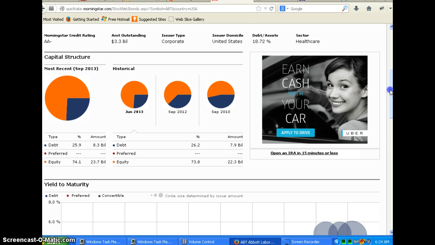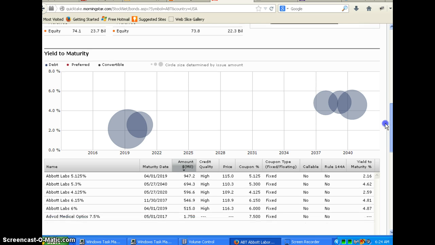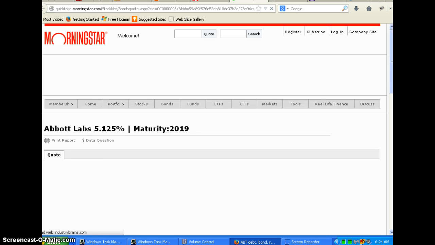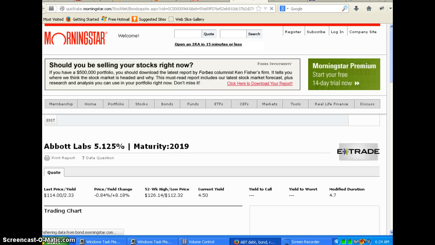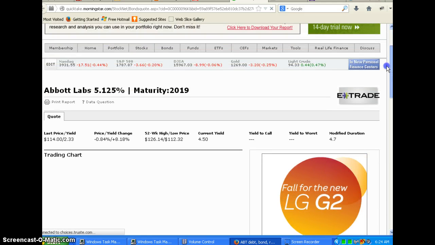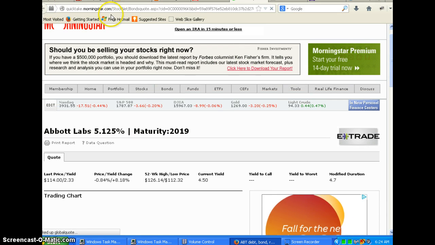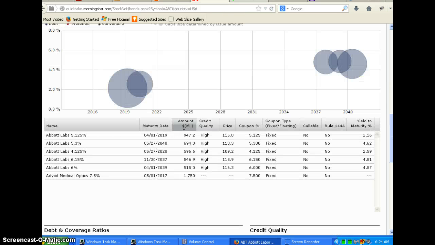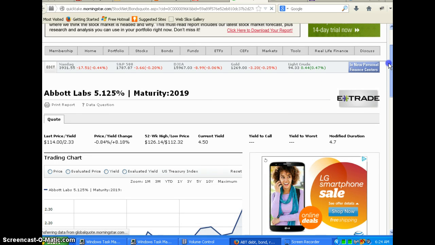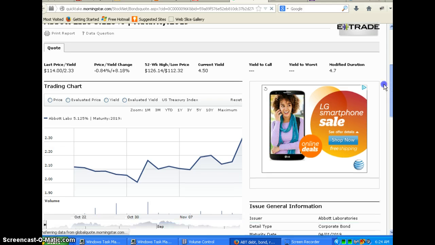Now we want to start going down to yield to maturity. As you can see here, these are the coupon rates, 5.125, 5.3, and so on and so forth. And you click on a particular rating and you can get information on it, on a bond rating. When a company sells bonds, they have their own specific bond rating. And that's the first one, 5.125, maturing in 2019. And it tells you how it's trading.